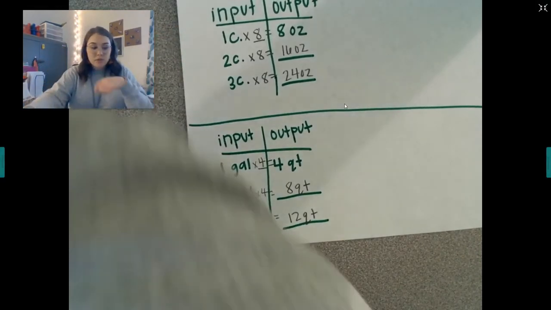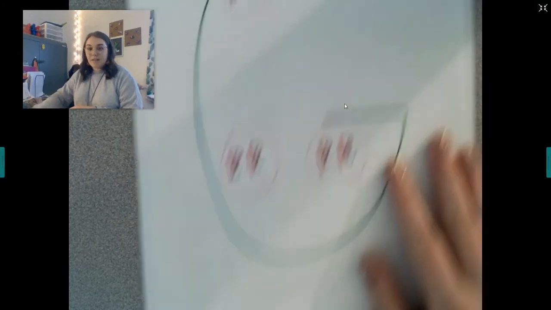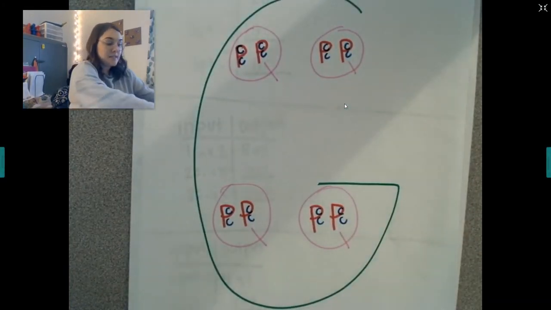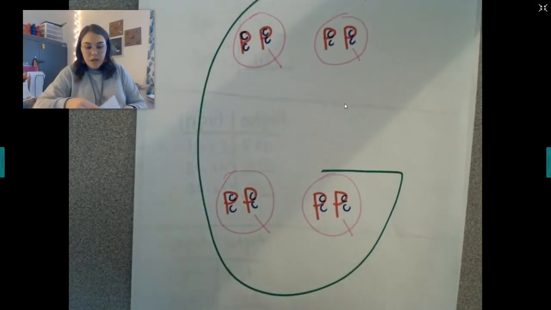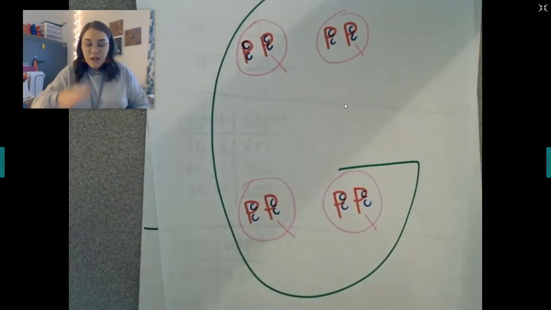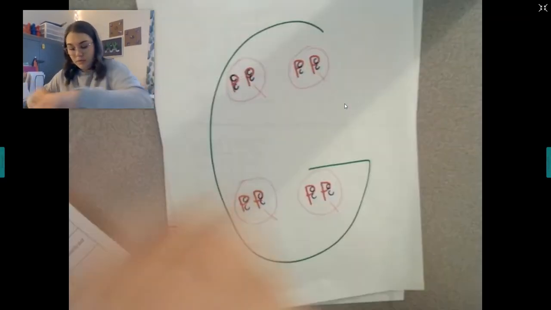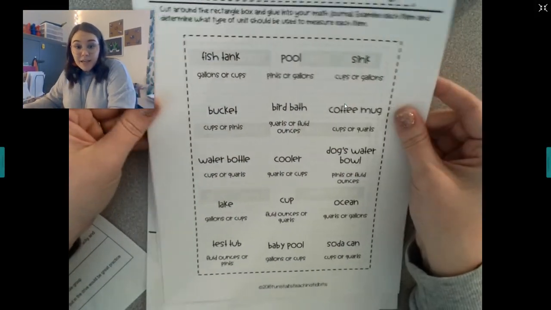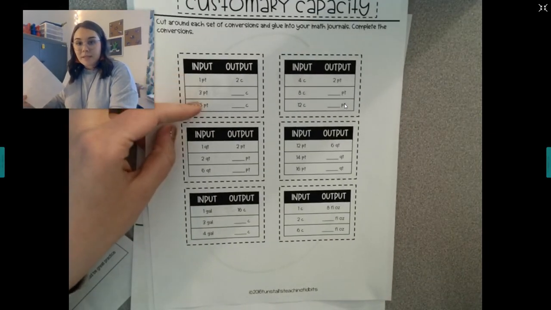Did you get the right answers? I hope you did. You could have also used gallon man if that helped you more. I just think that input output, sometimes that's easier for me, especially it's a little faster sometimes. Okay, for your assignment, I'm going to put gallon man right below. You can look at him if you would like to. You have to tell me what you would use to measure each of these. It looks just like yesterday, but now it's with capacity. And then you're going to use these input output tables to do your conversions.